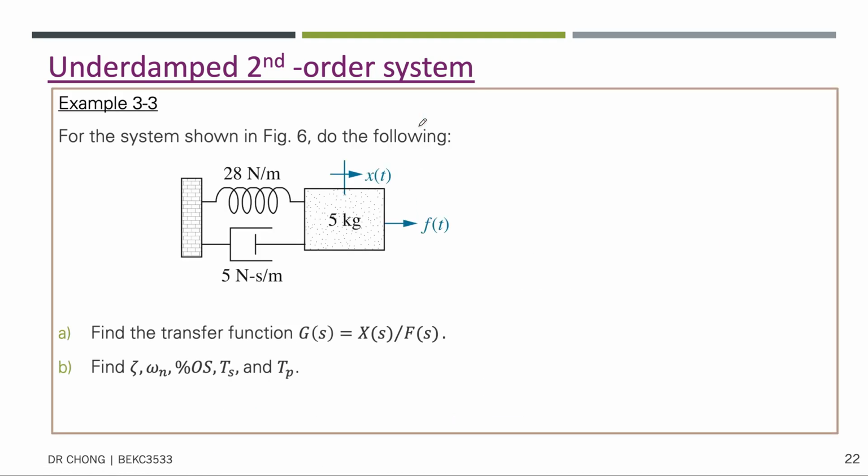Let's look at this example. For the system shown in this figure 6, we have to do the following. So this is a very simple second order system. Why second order? Because we have one mass here, we have one damper, and we have one spring. So the first question is to find the transfer function X over F. Then we need to get this zeta, omega n, Ts and Tp.